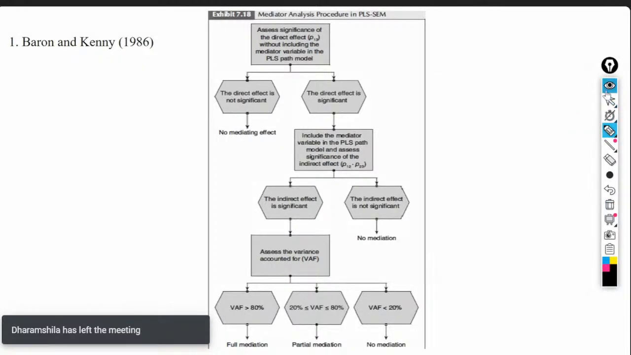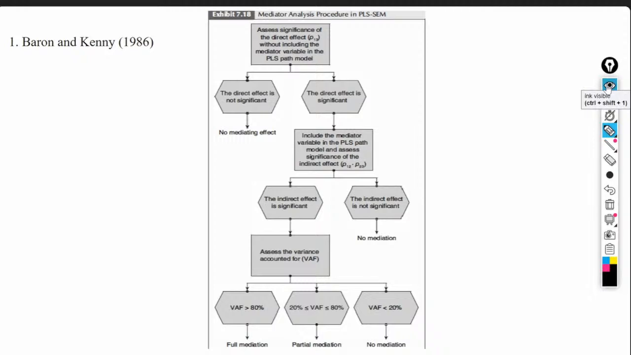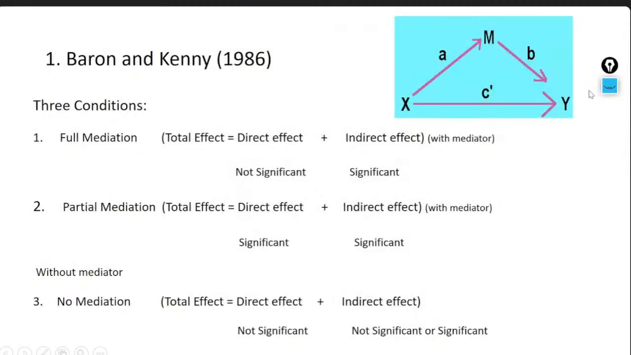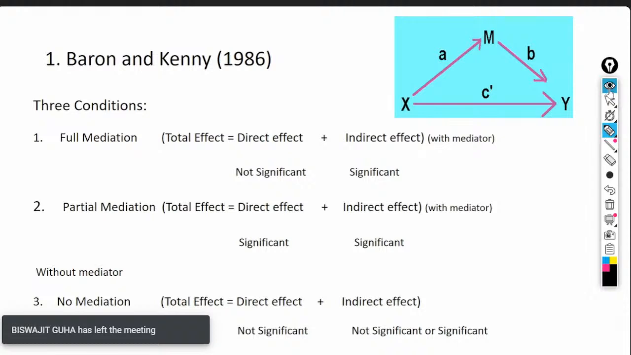So this is about Baron and Kenny, but Zhao et al. criticized this theory. He said we do not need to check the direct effect first. We will check only the indirect effect. So I will explain the Zhao et al. approach after this Baron and Kenny approach.